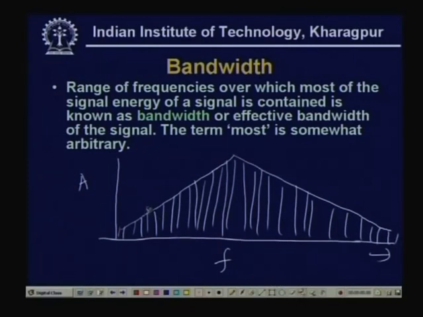However, for all practical purposes, we can remove this portion, and similarly from this side, if we remove this portion of the spectrum, then we can say this is the bandwidth. So, from this part to this part is the bandwidth of the signal. This is where the major part of the frequency components or energy is lying. So, we call it the bandwidth of the signal.